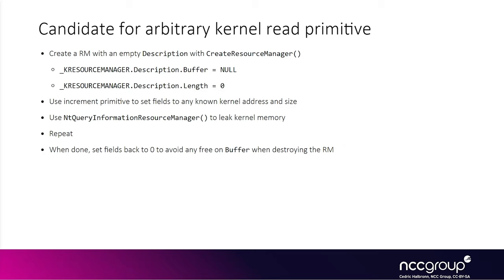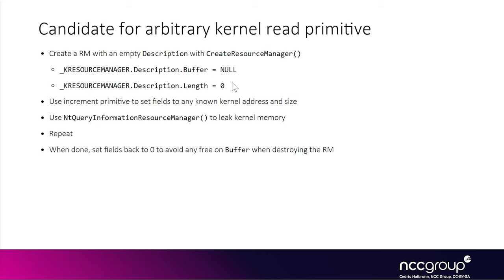Well, it turns out that all we have to do is create a resource manager with an empty description. When we call create resource manager, we pass the empty description argument to this function, and then the buffer field will be set to null and the length field will be set to zero. And so by design, we know the original values. So from now on, we can increase them to any value we want using the increment primitive without relying on any read primitive in the first place.